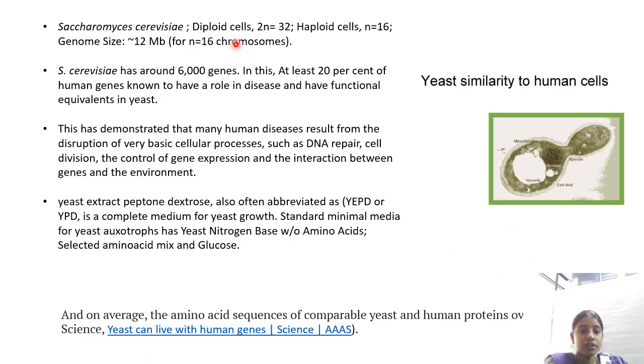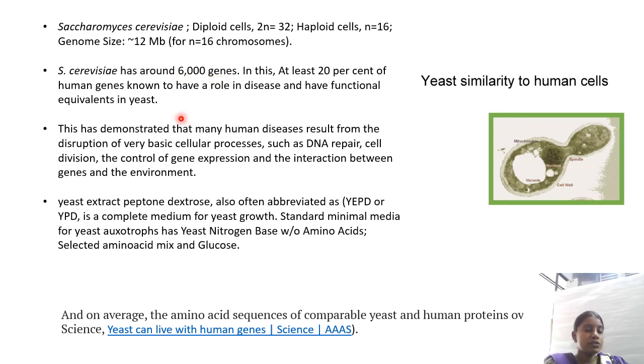So if you see the diploid cells of Saccharomyces cerevisiae, they have 2n equal to 32 chromosomes. So the haploid cells would have n equal to 16. So 16 chromosomes are present in the haploid cells, okay? Whereas the diploid cells will have 16 pairs, which are 32 chromosomes, okay? So the genome size of Saccharomyces cerevisiae is approximately 12 MB, okay? Approximately 12 MB. So this Saccharomyces cerevisiae has around 6,000 genes.